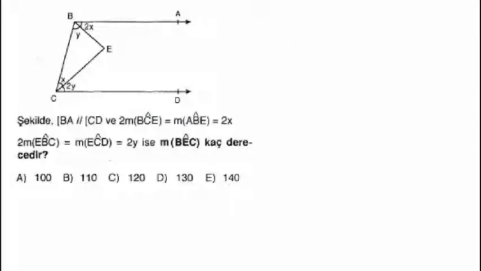Hello, it's Canberk. Now I will show you the solutions of some questions about triangles. Let's look at this question. In this question it asks us the angle E. We find the angle E's answer in terms of x and y because of the properties of triangles, which says it equals 2x plus 2y.